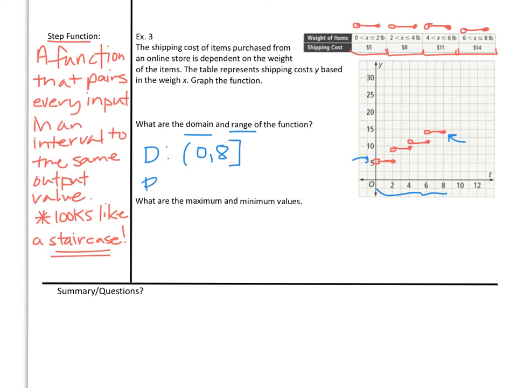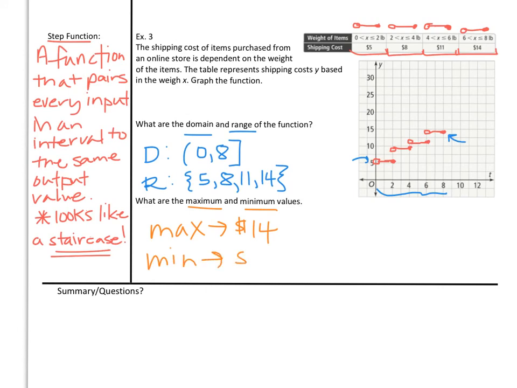The range would be all of our possible outputs. So notice it isn't linear from left to right, it's this step function. Our range is going to be written a little bit differently. It can only be a $5 fee, an $8 fee, an $11 fee, or a $14 fee. That represents the range. It says, what are the maximum and minimum values? The maximum shipping cost is that $14. The minimum shipping cost is what? It's only $5. And there's your lesson for 1.3.